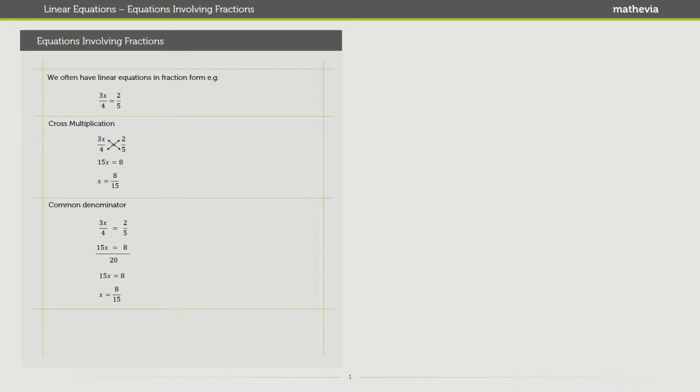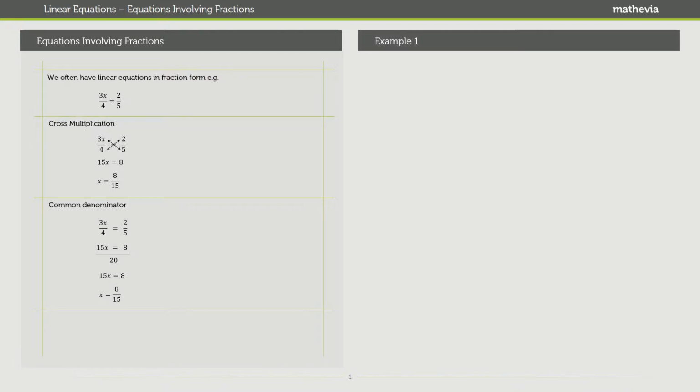Yeah, that's pretty much it. When you're solving equations involving fractions, you can go ahead with cross multiplication, or you can find a common denominator. Depending on the kind of equation, you can decide which to use. But let's solve some examples, and we'll make that clearer in a short bit.